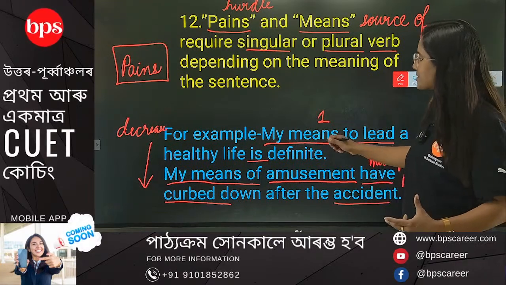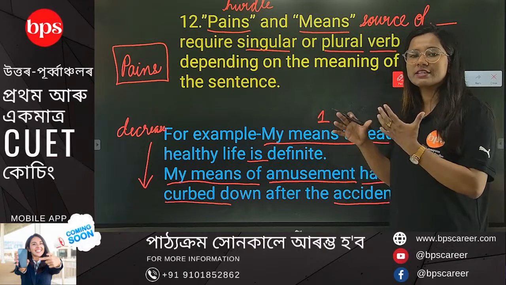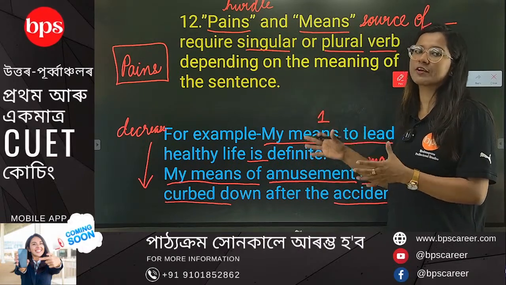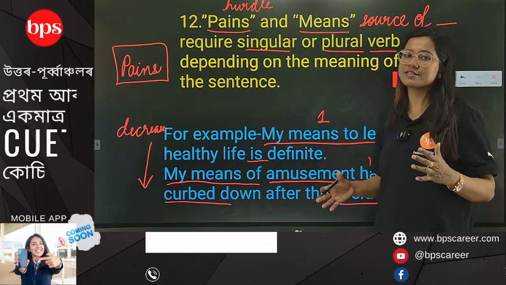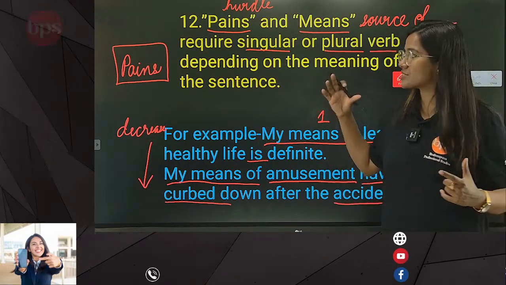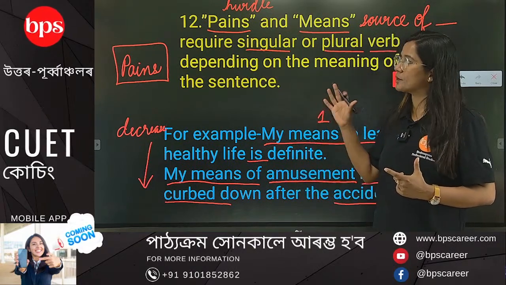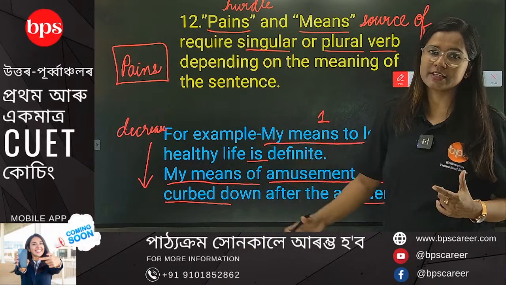So the same word, that is means, is referred to in different forms. It may be singular or it may be plural. Depending on the sentence, we will always relate the verb in that manner. Hope this rule is clear to you all, and you will also do the homework that I added in today's session.